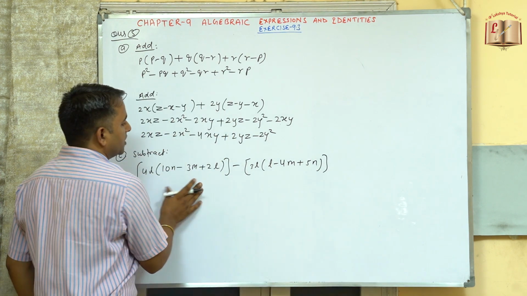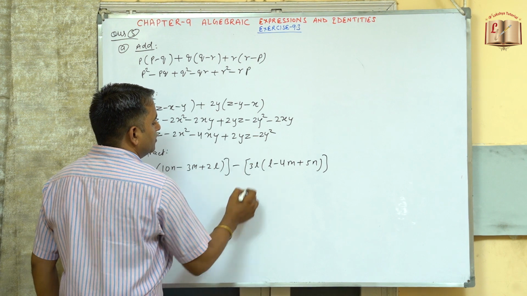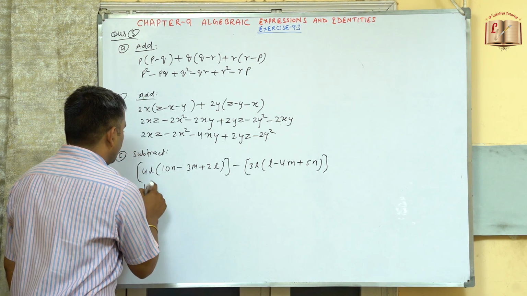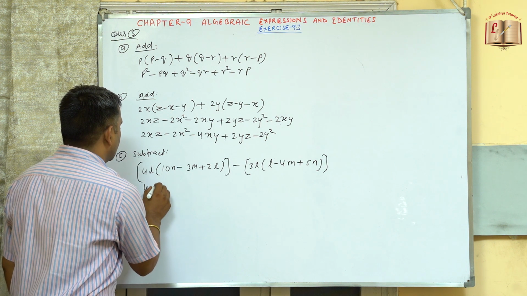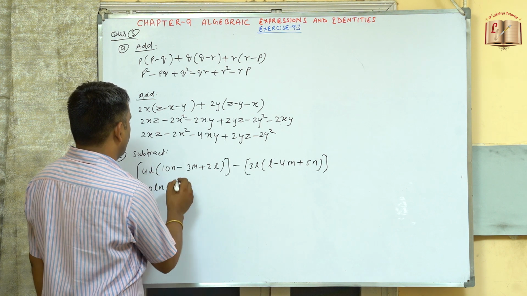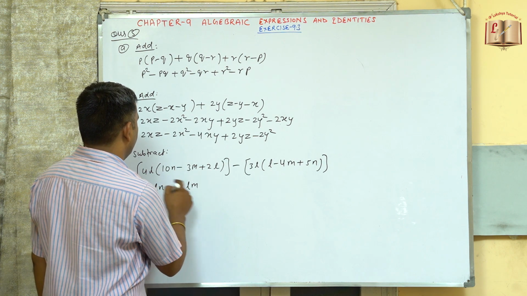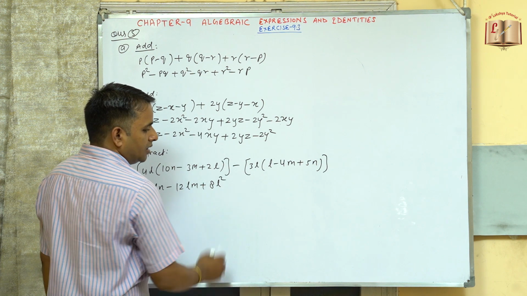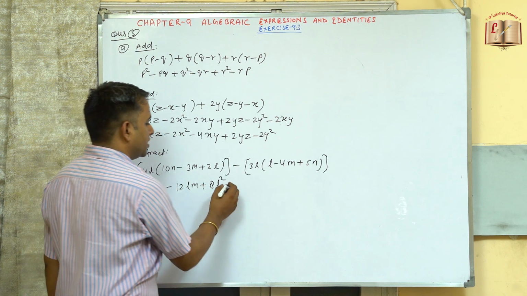So from this expression we need to subtract this. First of all we will simplify this. So this will be now 4 into 10, 40 ln, minus 12 lm, and plus 8l square. Again we will open this bracket.